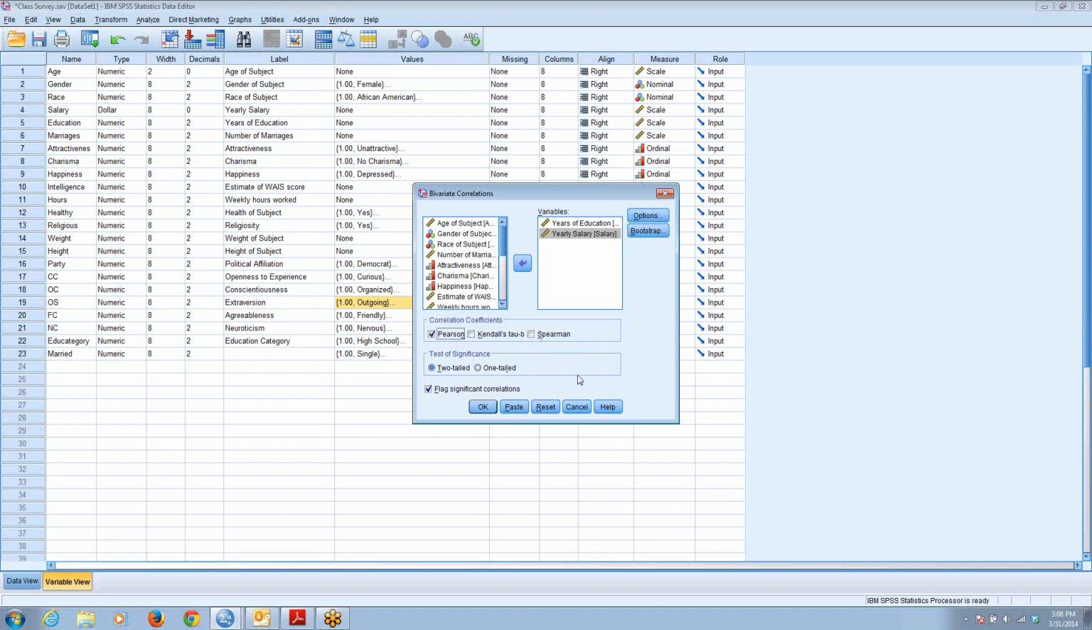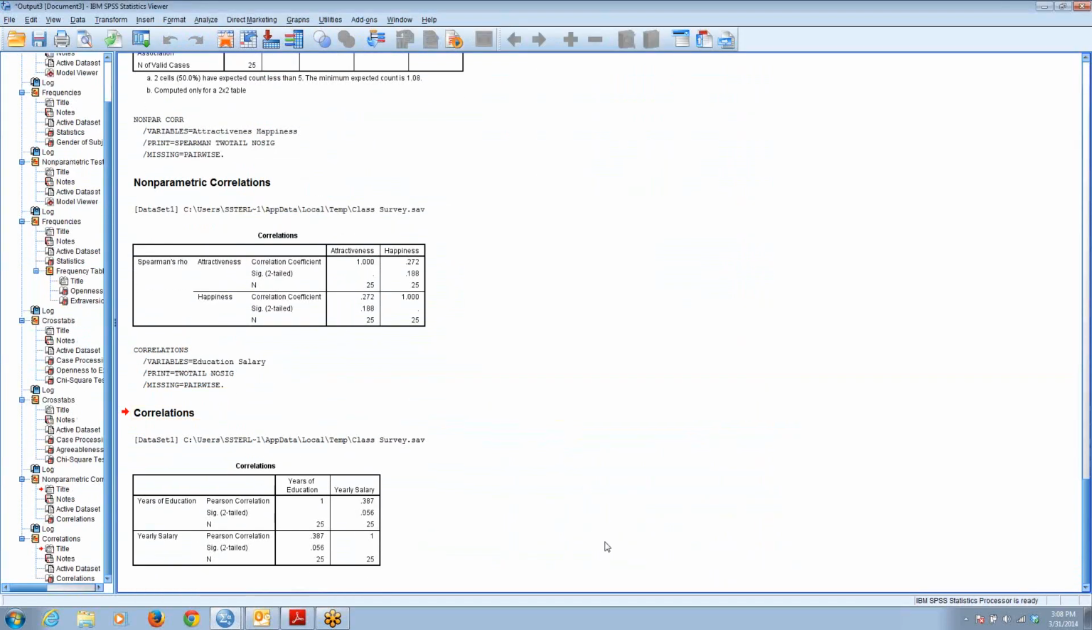Why are we clicking Pearson? Because we have interval ratio data that we're correlating. And then click OK. And now what you have is, oh, it's so very close, isn't it? The significance is 0.056. Now, it's not significant, but it's pretty close. And this is a good example of when you would feel pretty confident that with a big enough sample, you would find a significant correlation.